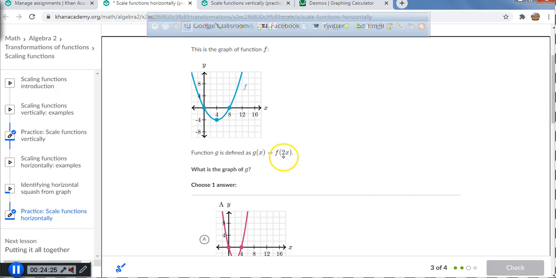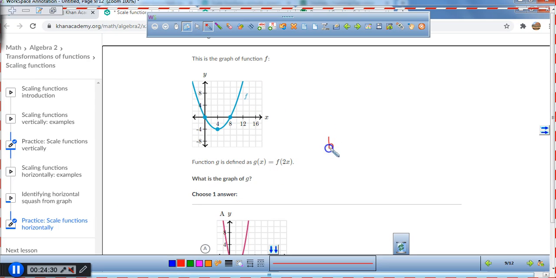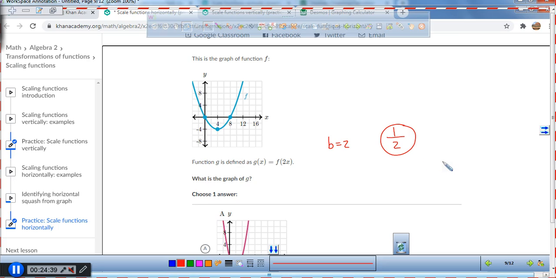So you see the 2 right there? That's the b value. If the b value is equal to 2, then we're scaling by 1 over the b value. So everything is going to be horizontally compressed by a factor of 1/2. All we have to do is look at the x values and multiply them by a half. What's the x value right there? The x value is at 4, so it's going to be at 2. What's the x value there? 8. What's half of 8? It's going to be at 4. And over here it's at 0. What's half of 0? Well, it's still 0.